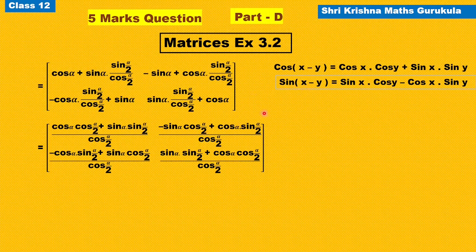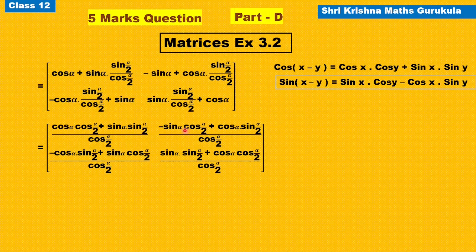Correct? Now look at it. You know sin x cos y minus cos x into sin y. You know sine function is the odd one. You cannot interchange these two. So this has to be x minus y. That means sin x into cos y has to be the first term.